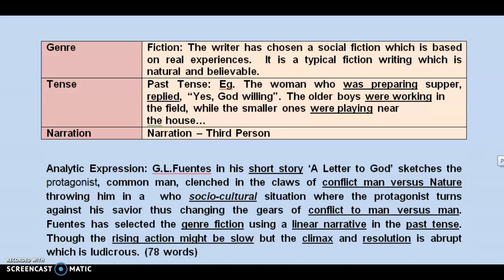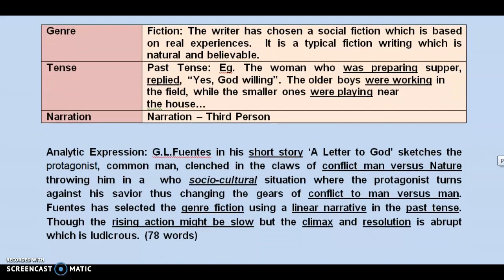Now let us see how to use this piece of information in writing an answer. Most probably this forms the 9th question, which is the detailed, extrapolatory question involving literary analysis as well as the opinion of the reader. The analytic expression could always begin with the writer and then the title of the story, so that you land up with a strong verb.